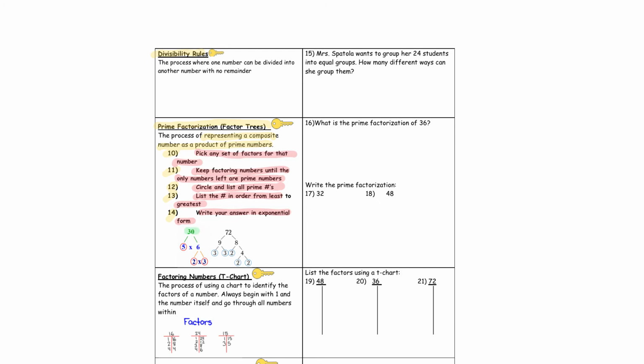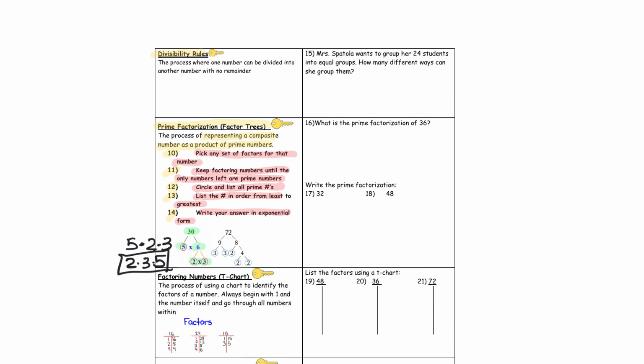So for the number 30, watch what happens. I pick 5 and 6. 5 is a prime number, circle it. 6 can still be split up because that is still a composite number, but I know that 2 times 3 are factors of 6. So my final answer for 30 would be 5 times 2 times 3, but you're supposed to put them in order from least to greatest. If you don't, we won't hold that against you. So this is 2 times 3 times 5, and that is the prime factorization for the number 30.